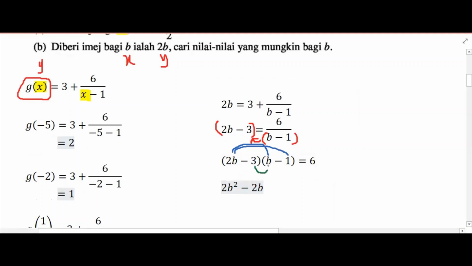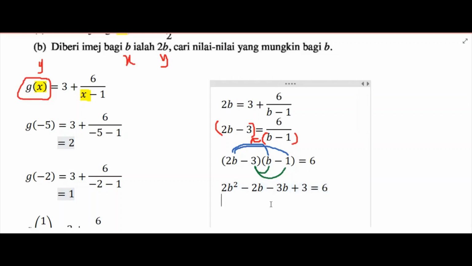Negative 3 times B, negative 3 times negative 1. Okay, so negative 3 times B is negative 3B. Negative 3 times negative 1: negative, negative, positive, so positive 3, which equals 6. Okay, this is a quadratic function.